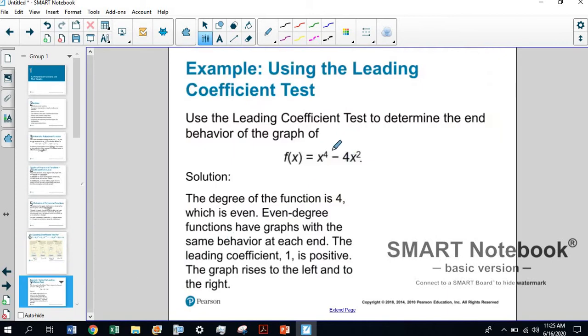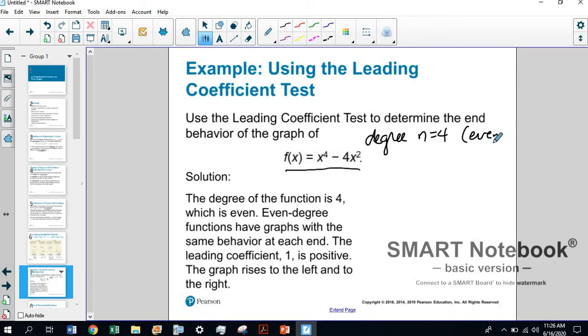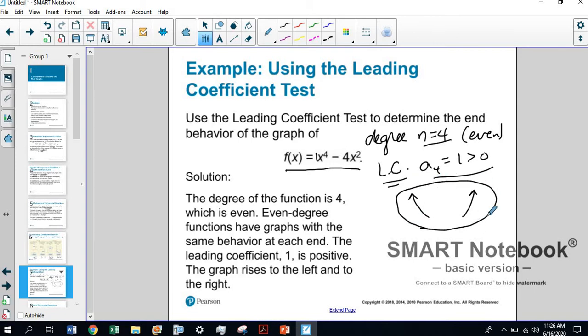All right, so just as an example, here we have f of x equals x to the fourth minus 4x squared. What is the degree of this polynomial? The degree is n equals 4. That's even. And then what is the leading coefficient? LC for leading coefficient. That's a sub 4. That's just the number in front of this, that's just a 1. I don't care about that. I care that that's positive. So what does that mean? That means your degree is even and your leading coefficient is positive. So even means they go the same direction. Positive leading coefficient means they go up to the right. And so they go up to the left and the right. And that's how I'm going to write it.